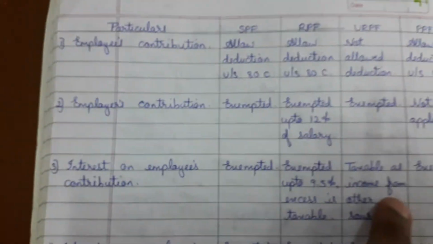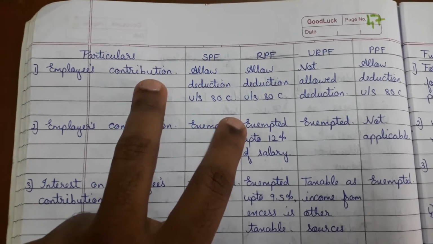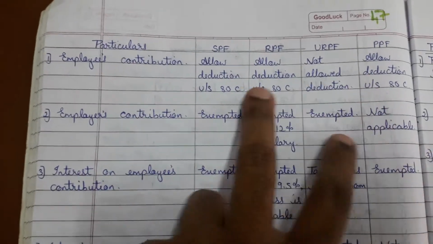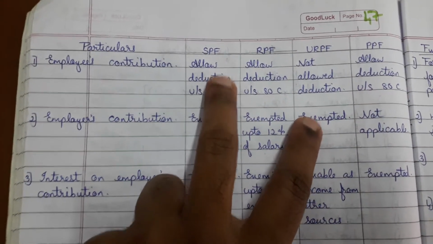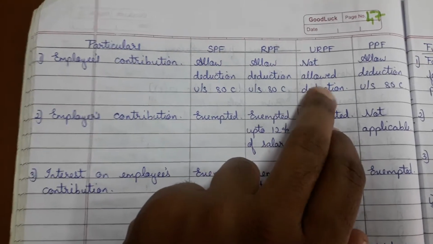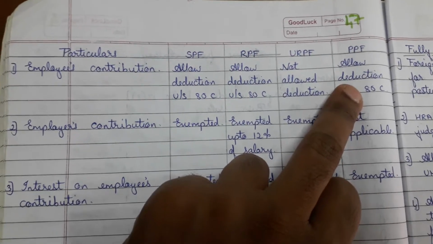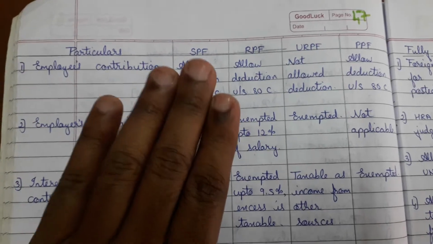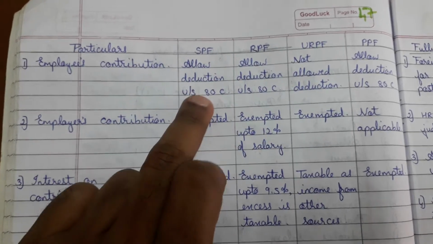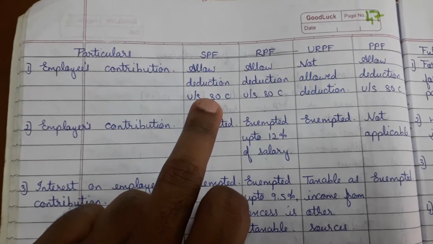Now the next concept is how the taxability will work with respect to all these things. Employee's contribution to provident funds. So there are 4 types of provident fund. Now how will it be done? For statutory, the allowable deduction is under section 80C. For URPF we cannot allow the deduction. For PPF we can avail the deduction. In the sense, whatever you are contributing to these funds, you can take it as an allowable deduction. You can deduct these amounts from your salary for your taxable purpose.